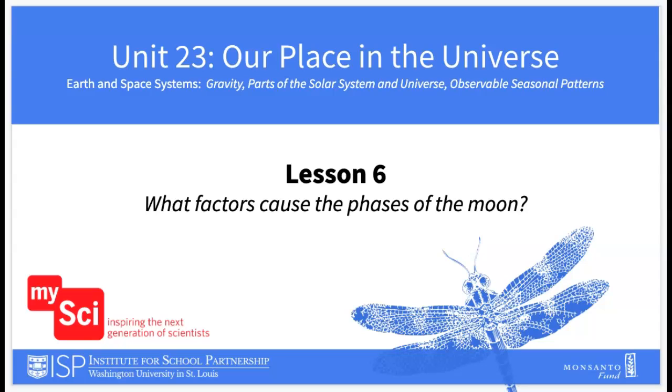Students will figure out that the rotation of Earth causes the moon to appear to move across the sky. The revolution of the moon around the Earth, as the Earth orbits the sun, causes the phases of the moon.